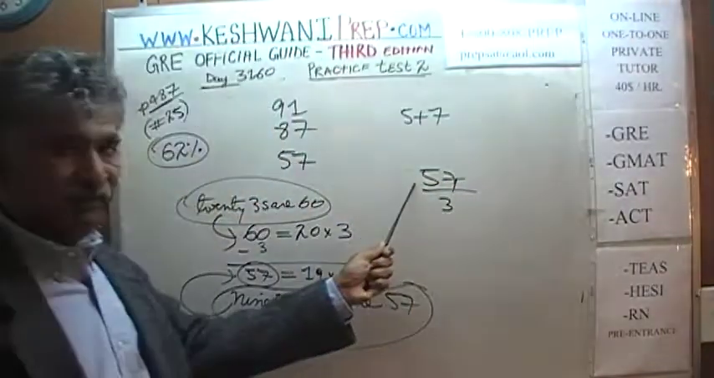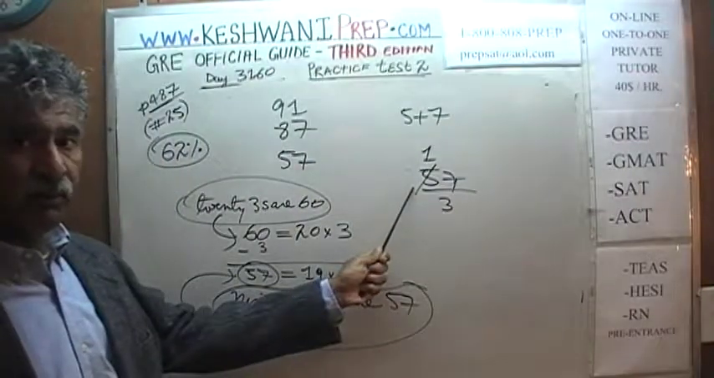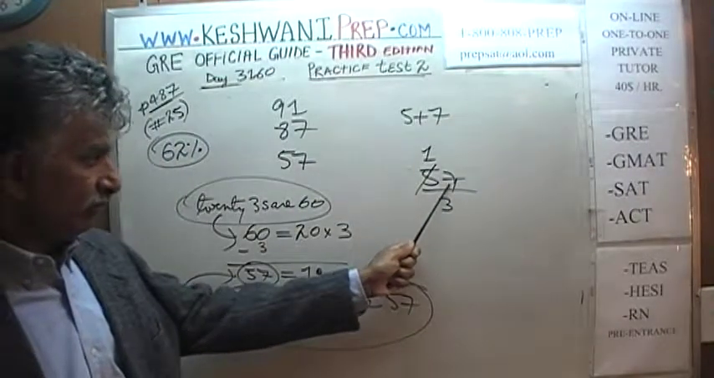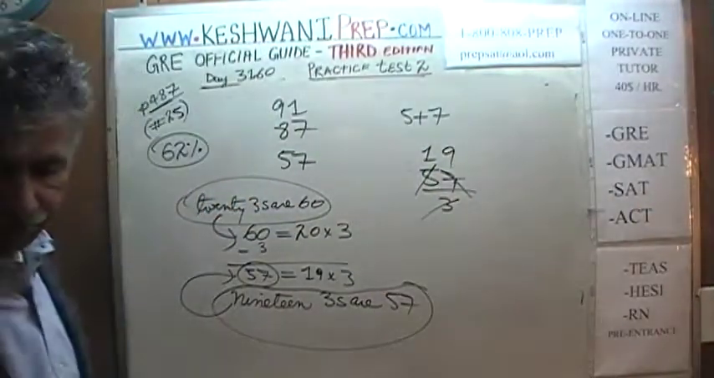How many 3's does 5 have? 5 has 1 3. After we take away 3 from the 5, we have a remainder of 2. What happens to the 2? 2 goes and joins 7, becomes 27, and 27 has 9 3's. As you can see, it's not a prime number.